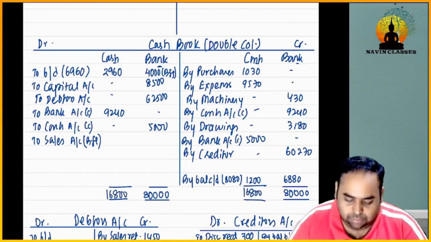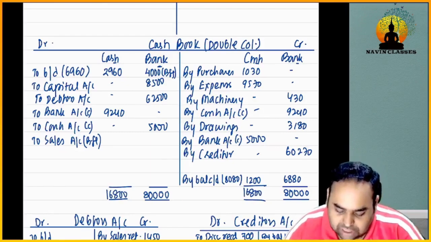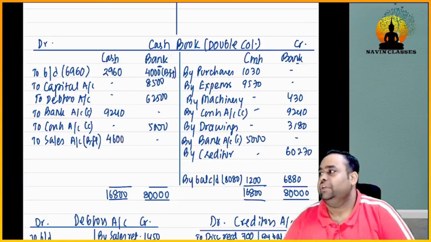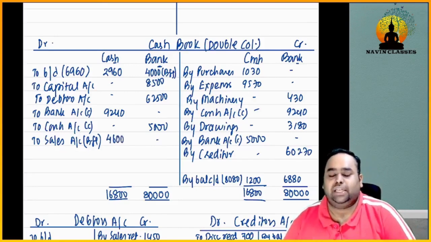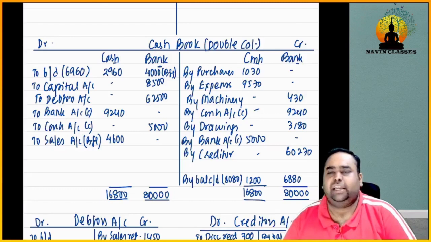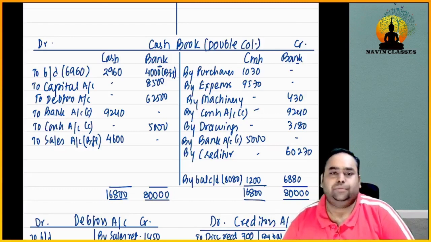16,800 minus 2,960 minus 9,240. The cash sales is 4,600. Write 4,600 in sales. So cash sales are 4,600.